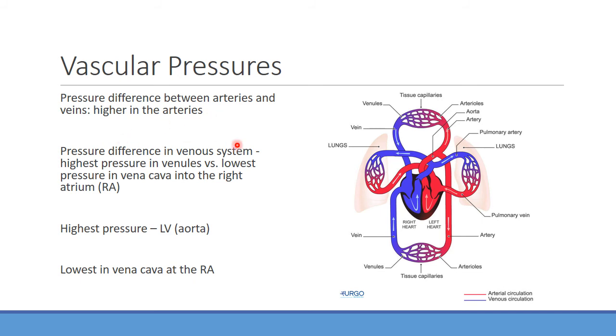You can see the pressure difference in the venous system. Highest pressure is going to be in the venules versus the lowest pressure in the vena cava going into the right atrium, right? So right after you leave the capillaries, it's probably the highest pressure in the venous system versus all the way when it gets back through the inferior and superior vena cava into the right atrium. Okay. Highest pressure on the left ventricle side is going to be the aorta essentially, lowest in the vena cava at the right atrium.